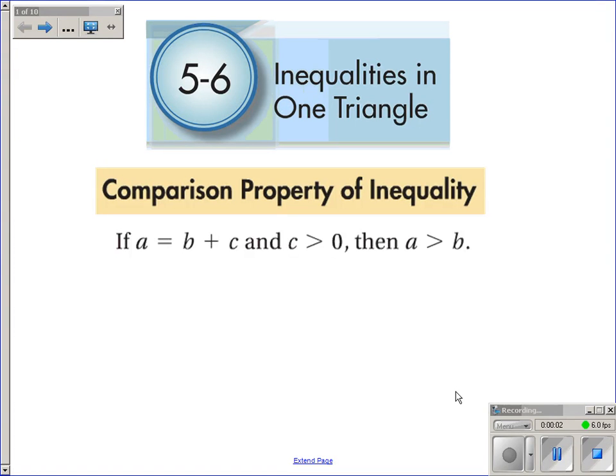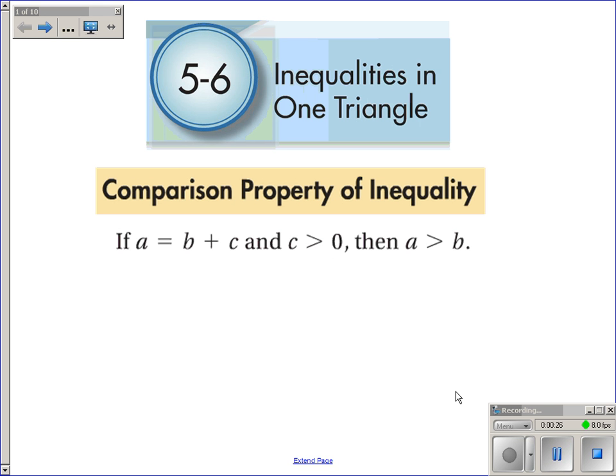Section 5-6 is about inequalities in one triangle. To begin, I want to introduce you to a property of inequalities that we'll use a few times in this lesson. It's called the comparison property of inequality. It says that if A is equal to B plus C, and C is bigger than 0, then we know that A has to be bigger than B.